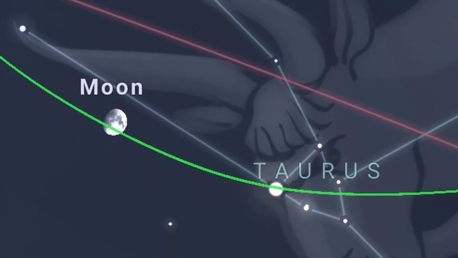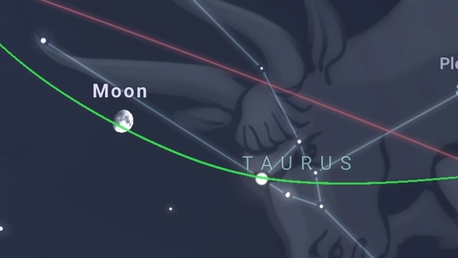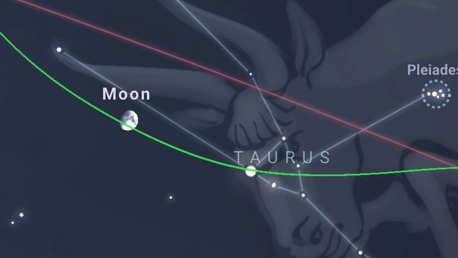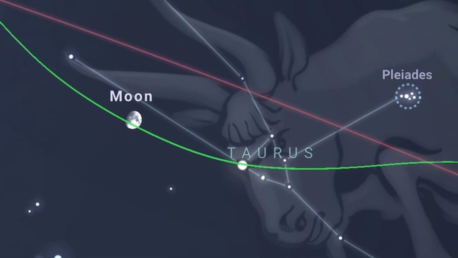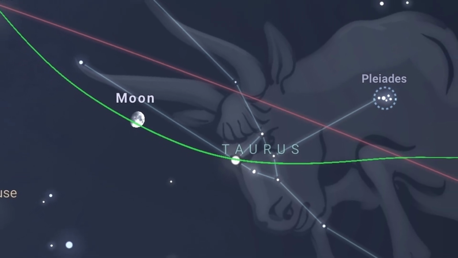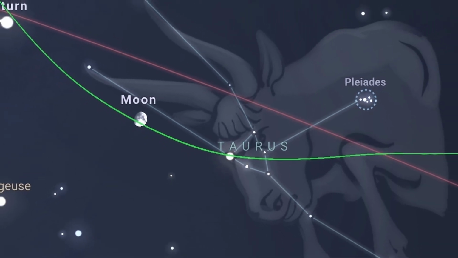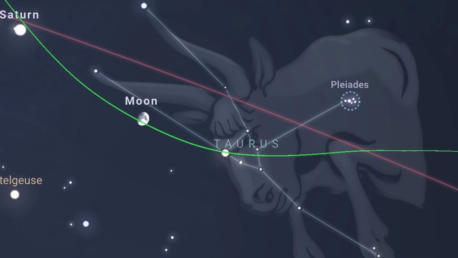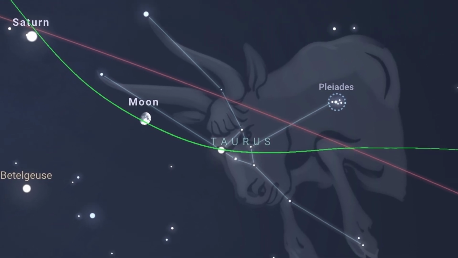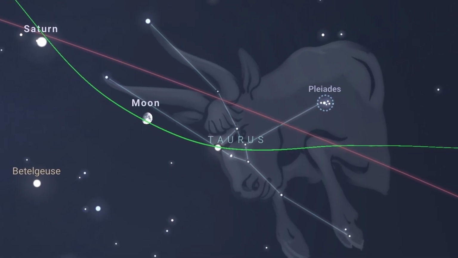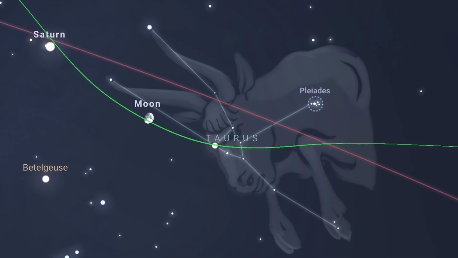How the moon goes along the ecliptic. So that red line is the ecliptic. That's the path of the sun, right? And then the green line is the moon. It's never really right on the ecliptic except when it crosses. And when it crosses, that's when you might get an eclipse, right?